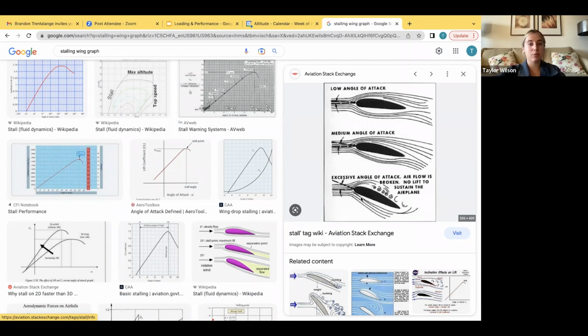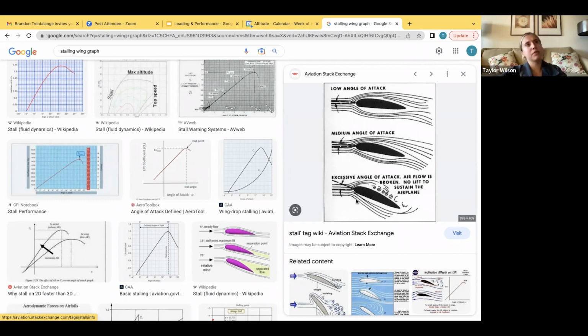Now, if you exceed what's called the critical angle of attack, you can see that the laminar airflow got disrupted and it's no longer smooth. So we are developing lift still, but not enough to keep the aircraft suspended in flight.